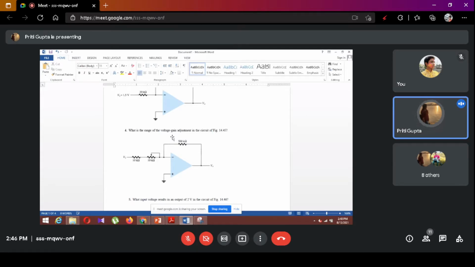That will be your range. Minus, as we are giving in the negative inverting input. So your range is 50 to 25. Got it? Is it clear?